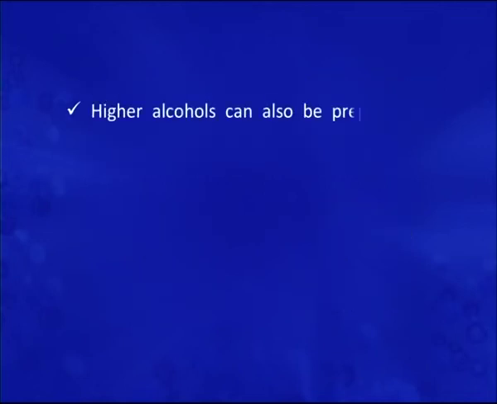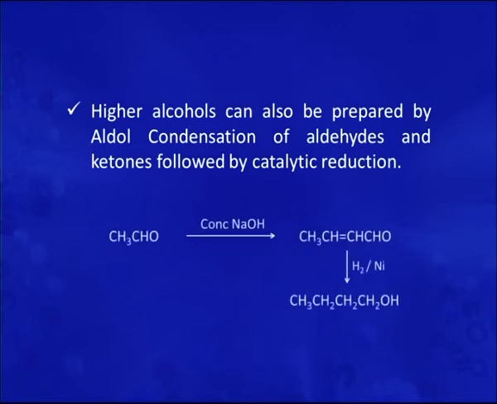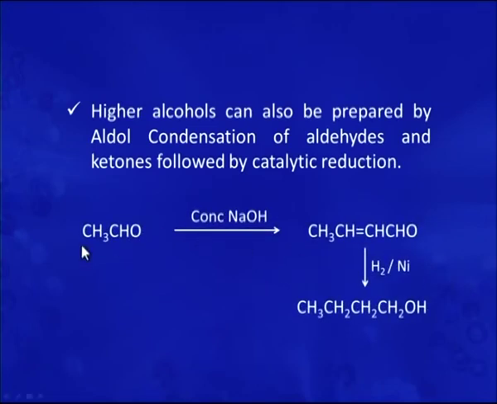Higher alcohols can also be prepared by aldol condensation of aldehydes and ketones followed by catalytic reduction. A 2-carbon aldehyde, when treated with concentrated sodium hydroxide, undergoes aldol condensation and forms an alpha beta unsaturated aldehyde. This, upon catalytic reduction, produces a saturated primary alcohol.